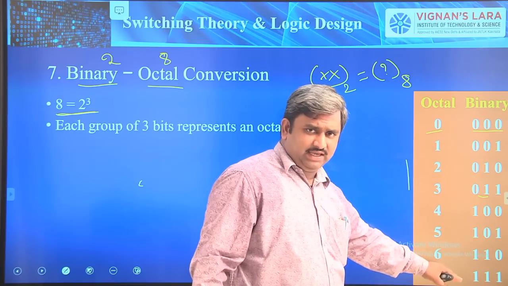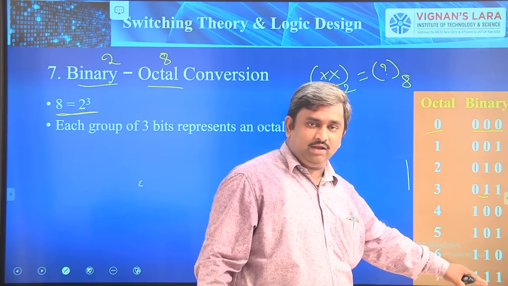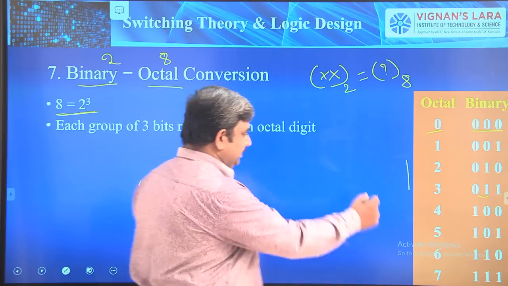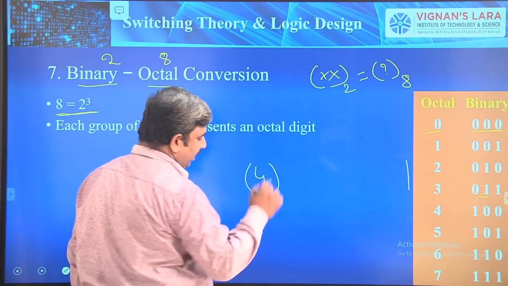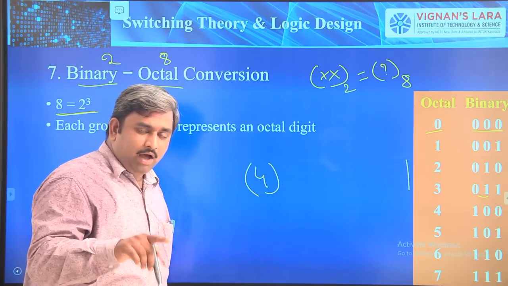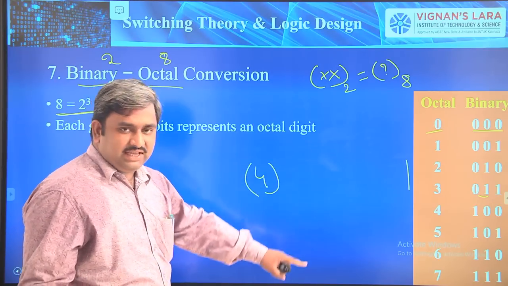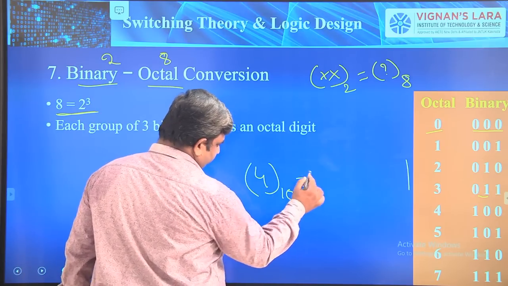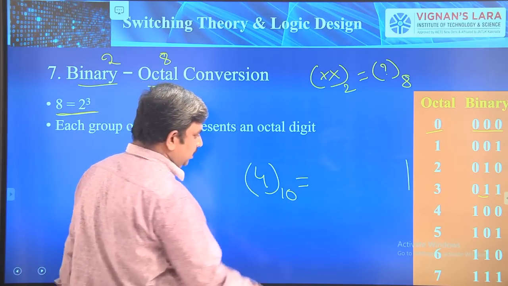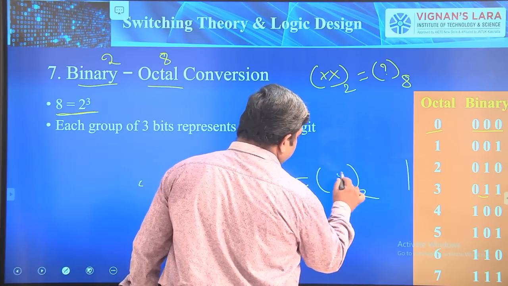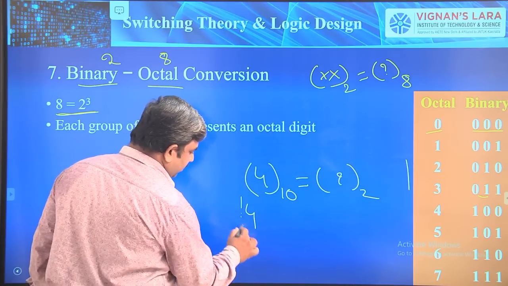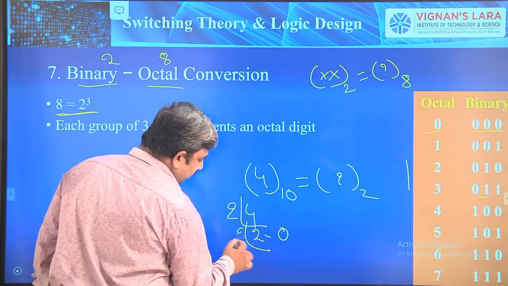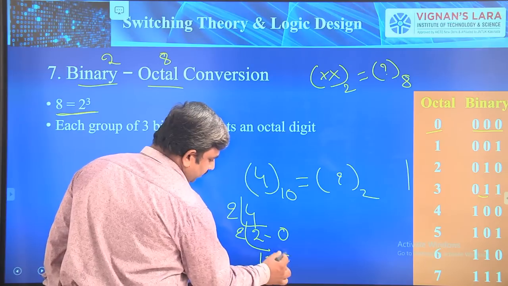In the last class we saw why these numbers are written. Otherwise you can use your decimal to binary conversion. For example, take the value 4. In decimal and octal, for 0 to 7 there is no change. For example, 4 of base 10 is equal to what value in binary? So divide this value. 2 2s are 4, so the remainder is 0. Next, 2 1s are 2, so the remainder is 0.